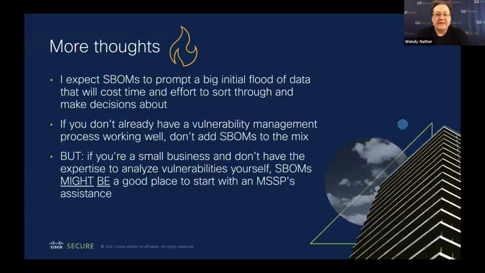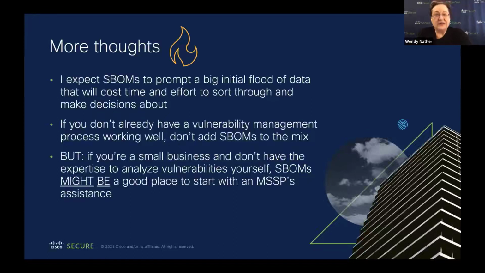But, and here's an idea that my colleagues and I had. If you are a small business and you've never been able to assess the vulnerability of your infrastructure before, SBOMs might be a good place to start with the assistance of a consultant or an MSSP or something like that. If you don't have the expertise to analyze it yourself, but just to collect SBOMs from your vendors. And again, you're probably going to be more reliant on those vendors than larger organizations are, but you just kind of want to know what it is that you're using and what it is that you're dealing with.